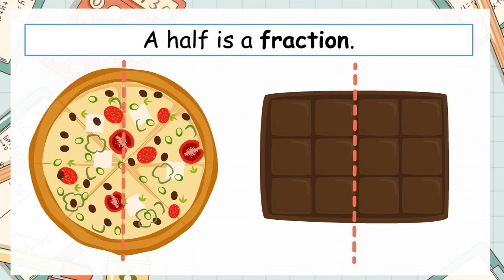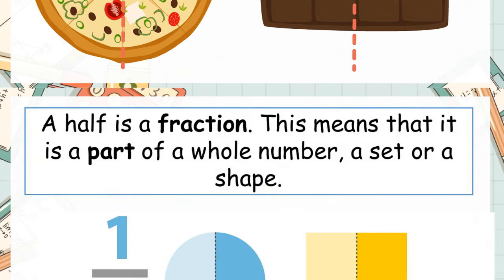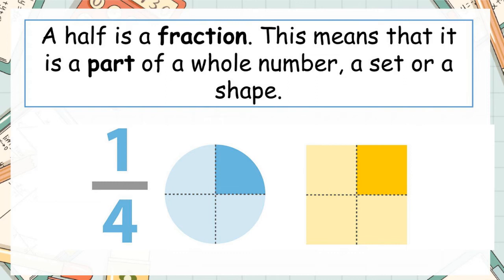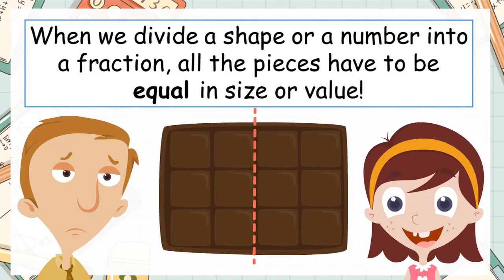Well, a half is a fraction. What is a fraction? What does that mean? Well, a fraction means that it is part of a whole number, a set, or a shape. I was kind of right when I said that to my sister, that it was part of the whole pizza I wanted. But I forgot one very important piece of information. When we break something into fractions, all the pieces have to be equal in size or value.